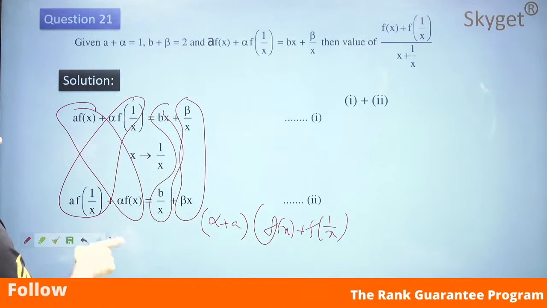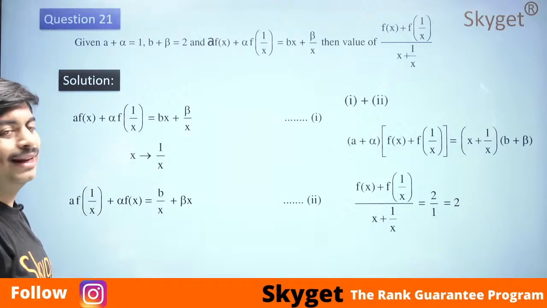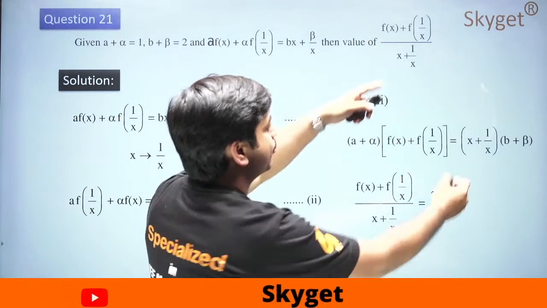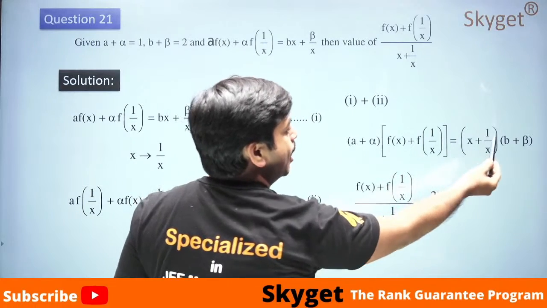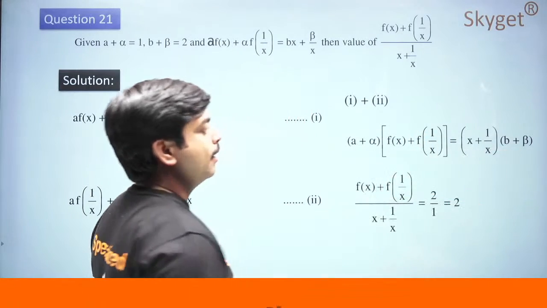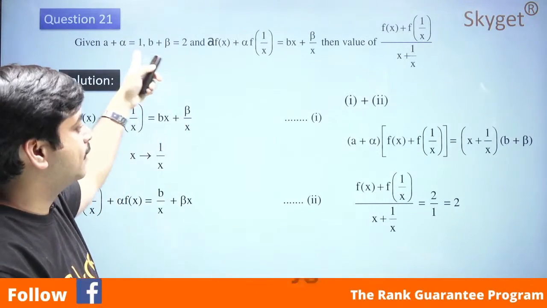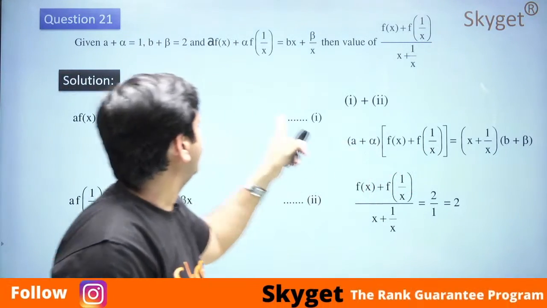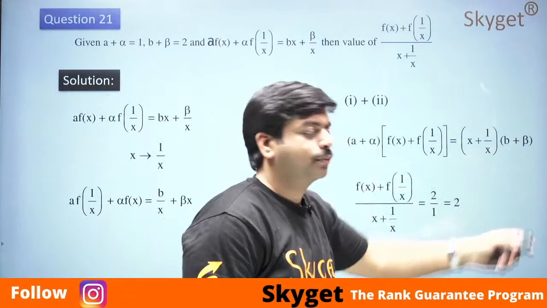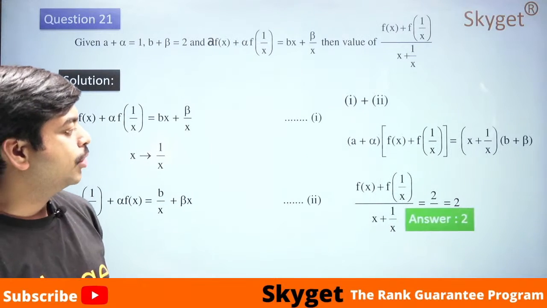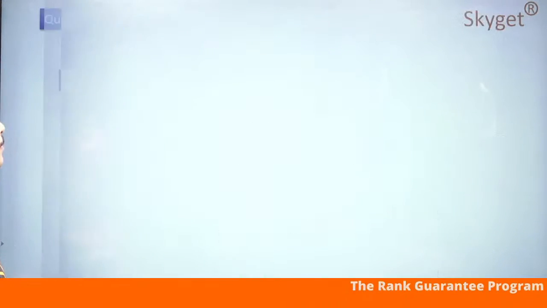These are very interesting terms here, one related to the other. If you carefully observe, f of x plus f of 1 by x by x plus 1 by x will become b plus beta by a plus alpha. As you already have those values, it was already given that a plus alpha is equal to 1, and b plus beta is equal to 2. So you can get the answer to this very simple question. Very good. Let's move to the next question here.